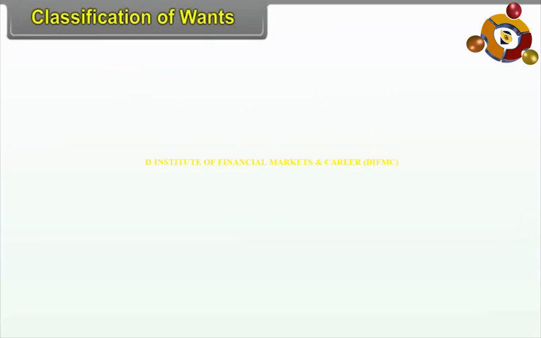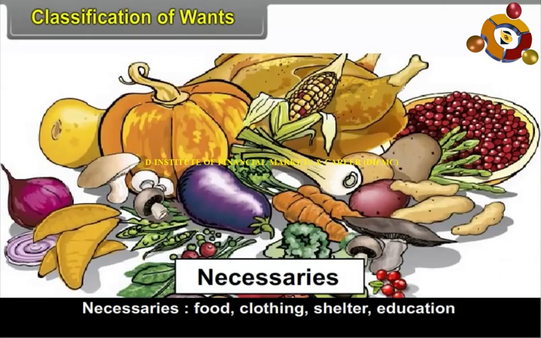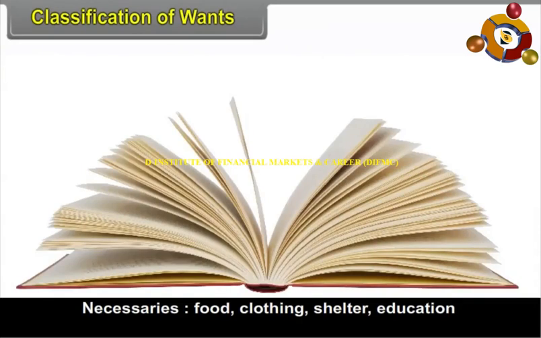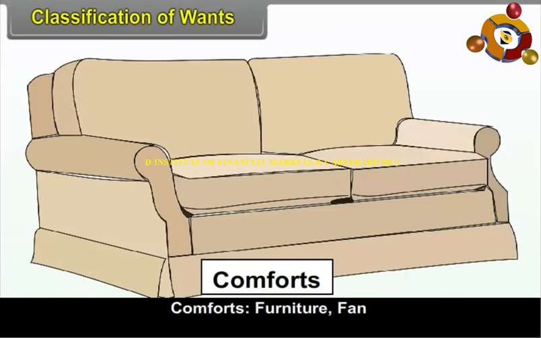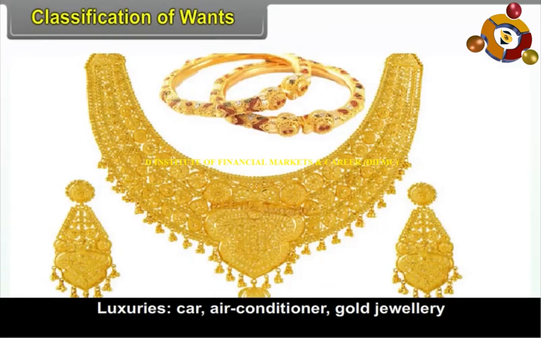Classification of wants. Wants can be broadly classified into 3 parts. Necessaries, like food, clothing, shelter, education. Comforts, like furniture, fan. Luxuries, like car, air conditioner, gold jewelry.